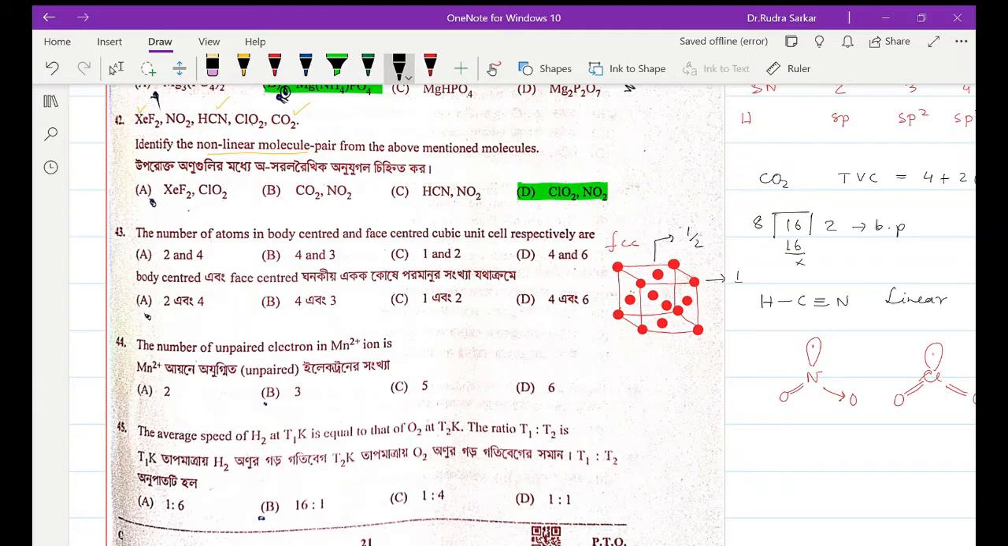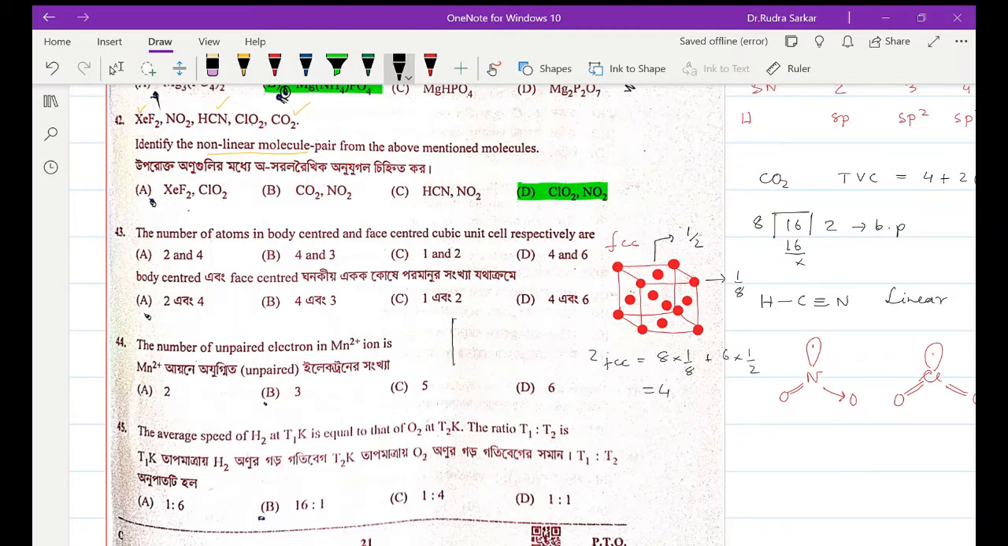Corners make a contribution of 1/8. So Z is what for FCC? 8 into 1/8 plus 6 into 1/2. Total is 4. What about for the BCC?